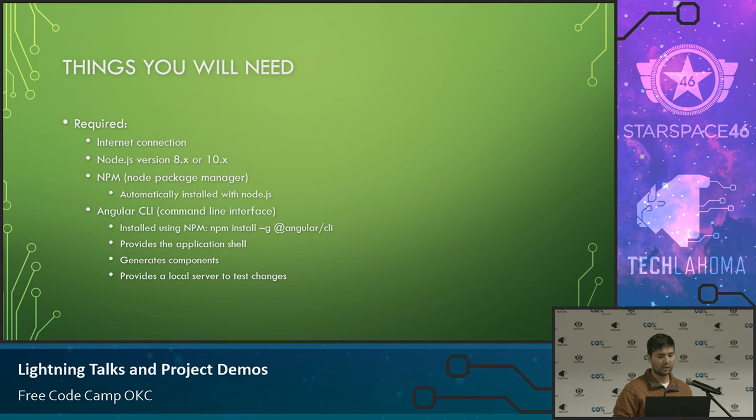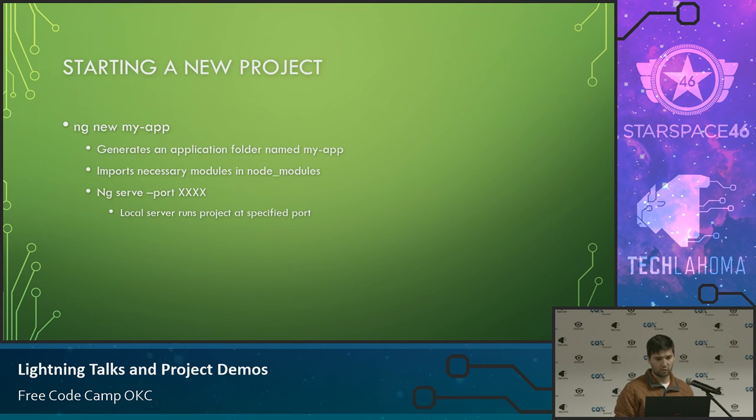So the Angular CLI provides you with the application shell. It can generate components for you, and it also provides a local server. So if you make any changes, you can see those changes happening in real time. To start a new project, you execute the command ng new and the project name, and that'll generate a project with whatever name you give it. It'll import the necessary node modules, and if you wanted to serve this project, you could always execute the command ng serve at the port you specify.